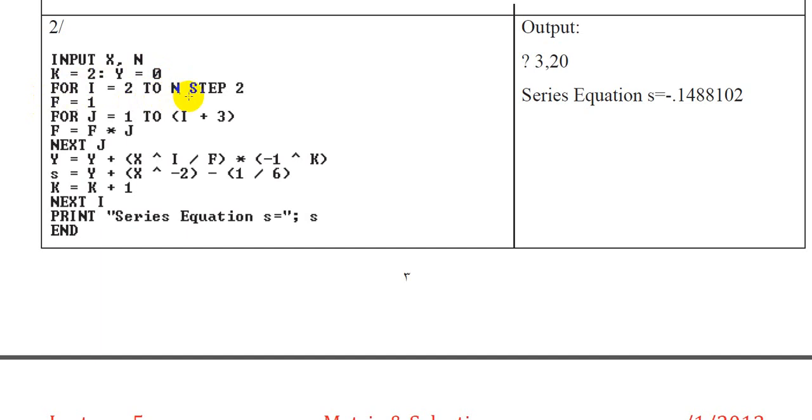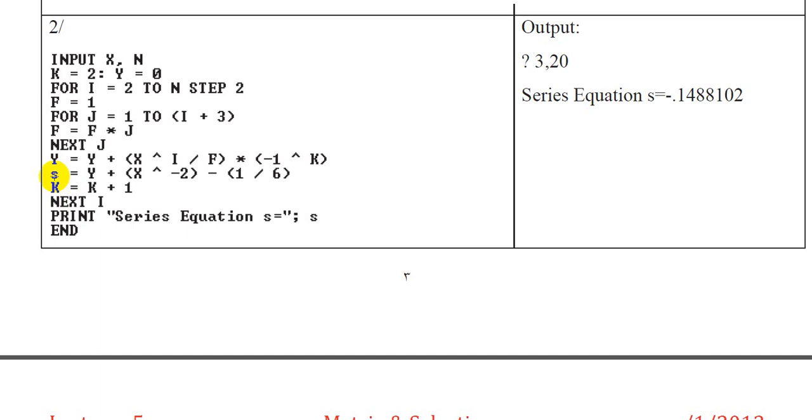For I equals 2 to n, step 2. F equals 1. For j equals 1 to I plus 3, the bracketed function of I plus 3. F equals f times j. Next j. Y equals y plus the bracketed function of x up to I, f times 1 up to k, or k up to 1.